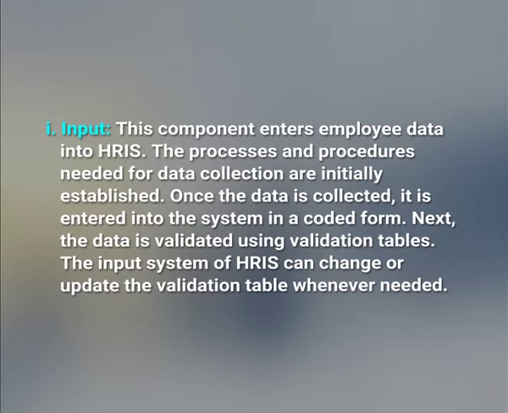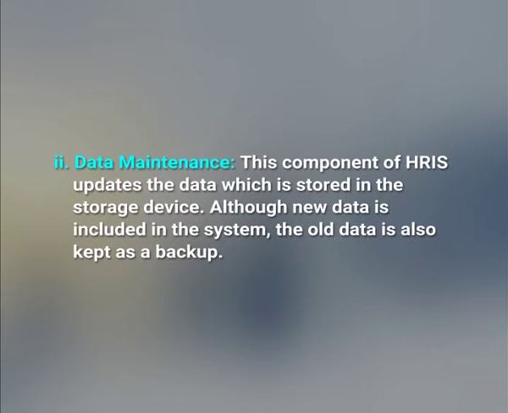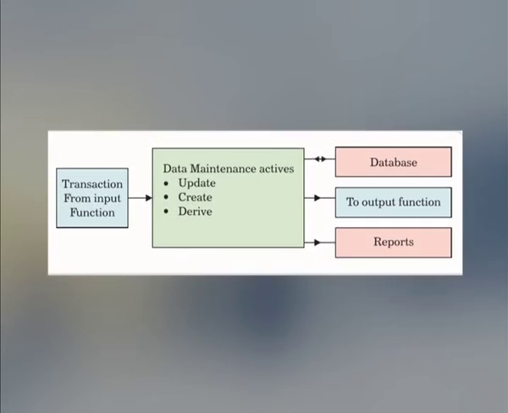Next, the data is validated using validation tables. The input system of HRIS can change or update the validation table whenever needed. The working of the input component is shown in the figure. Data maintenance. This component of HRIS updates the data which is stored in the storage device. Although new data is included in the system, the old data is also kept as a backup. The working of the data maintenance component is shown in the figure.